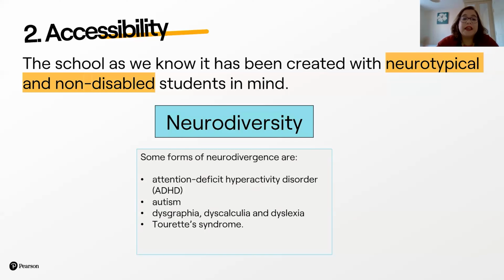However, there are signs that you need to be aware of, and at least be aware of some of the key terms that are important when it comes to neurodiversity. Some forms of neurodivergence are ADHD, which stands for Attention Deficit Hyperactivity Disorder, autism, which is the autism spectrum disorder, dysgraphia, dyscalculia, dyslexia, and Tourette's syndrome. There are other types of neurodiversity depending on which source you check, but these are the few I'd like you to be aware of.